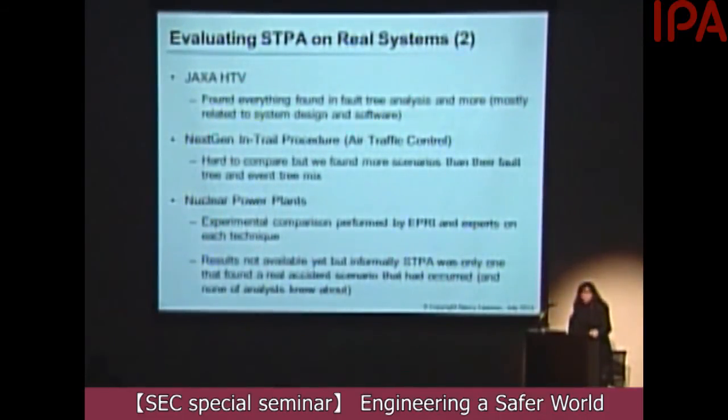It's been done on nuclear power plants. There was an experimental comparison performed by EPRI, which is the Electric Power Research Institute. It's a research institute in the US that has members of the people running nuclear power plants. And they took experts on each technique and they gave them a design of a real nuclear power plant. STPA, again, found many more problems. But what was most interesting is that there had been an accident in that plant that they gave the design for, but they didn't tell the analysts about it. Only STPA found that accident scenario. And we looked back and we found that the other techniques couldn't have found it. It wasn't a component failure problem.